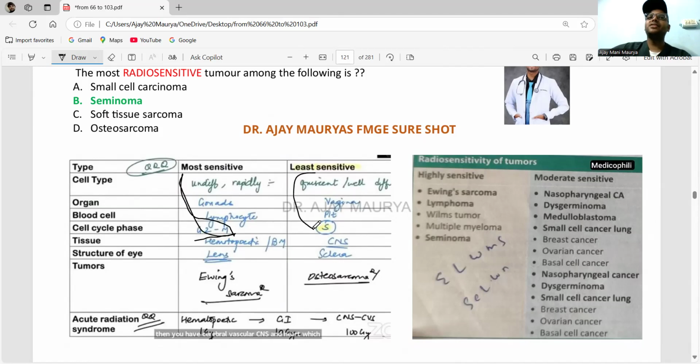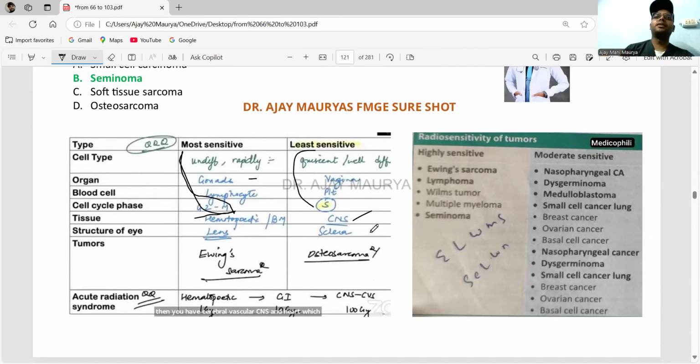Ewing sarcoma is the most sensitive; the least sensitive is osteosarcoma. Among organs, the gonads are the most sensitive and the vagina is the least sensitive. Among blood cells, lymphocytes are the most sensitive, and the platelets are the least sensitive. Remember, questions are always asking about the CNS: it is not the most sensitive, it is the least sensitive.